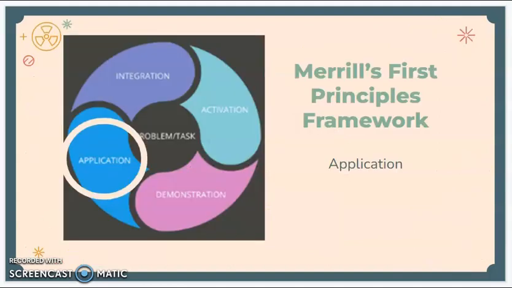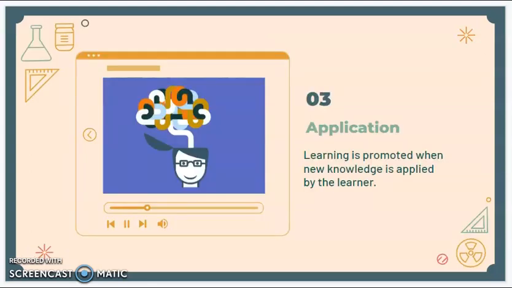After an authentic task has been established, learners' prior knowledge has been activated, and the teacher has hosted demonstrations of the task, the next phase in Merrill's first principles of instruction is application. Phase 3, application. Learning is promoted when new knowledge is applied by the learner. During the application phase, the learners are able to apply their prior knowledge and what they have learned in the demonstration phase to complete a task or to solve a problem introduced.